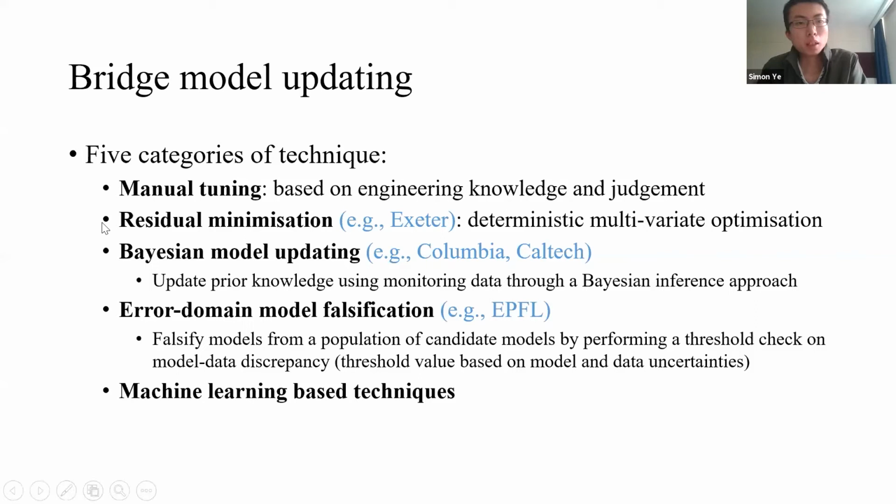And then people have looked at more automated approaches. The first one is residual minimization. You set your objective function to be the discrepancy between your model and data. Using some analysis, you can say that that discrepancy is due to a certain number of parameters, and you frame that as a deterministic multivariate optimization approach.